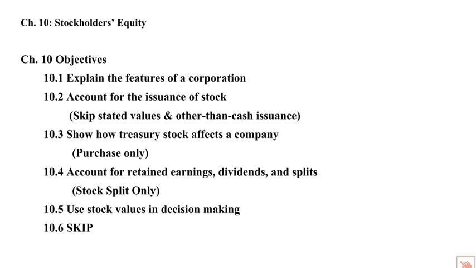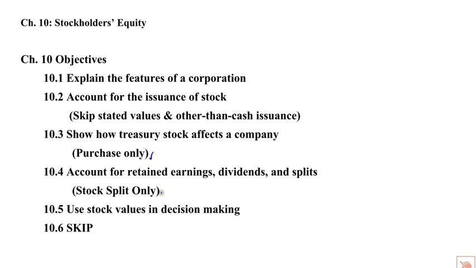We're discussing Chapter 10, Stockholders' Equity. I do want to point out that there's quite a few portions that we're going to skip. In 10.2, we're going to skip stated values and other than cash issuance, so cash for a building or car or like legal services. On treasury stock in 10.3, purchases only. We're only going to do the purchase of treasury stock. We're not going to do the resale.